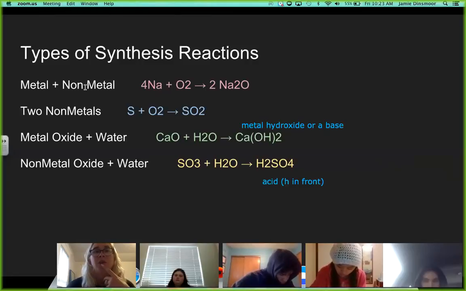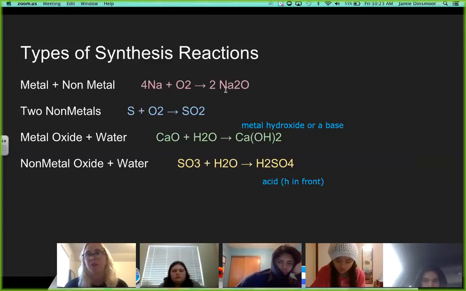So for a metal plus a non-metal, all we do is figure out the bonding. So in this case, right, oxygen needs 2 valence electrons and sodium only has 1 valence electron. So we're going to get 2 sodiums for every oxygen bonding together. And then they just have these 2s and 4s here to balance out the equation. So all you do when you add a metal and a non-metal is just figure out the bonding of that metal plus the non-metal together.